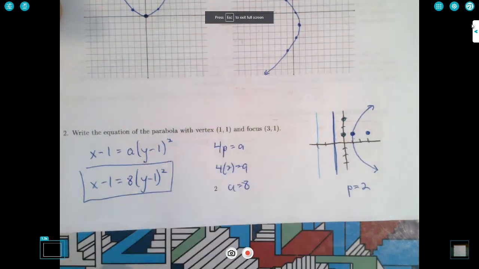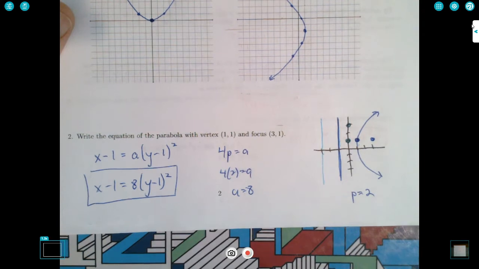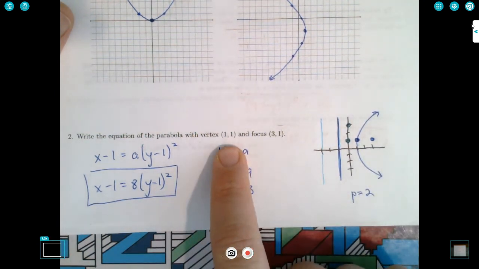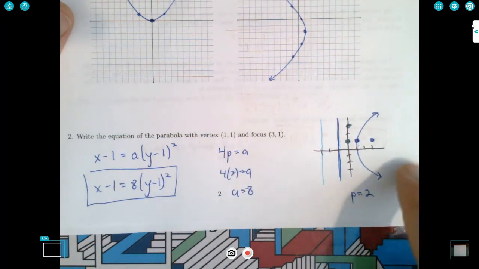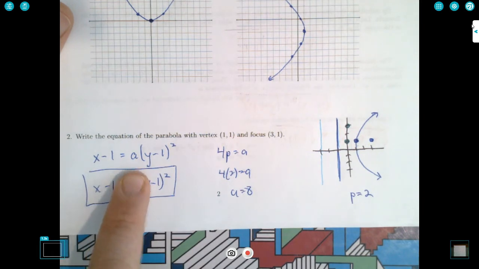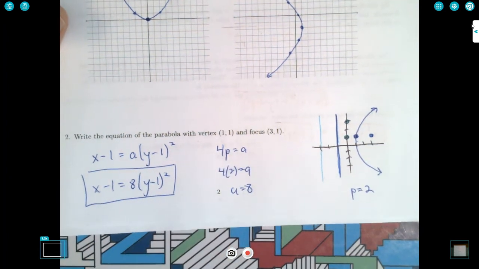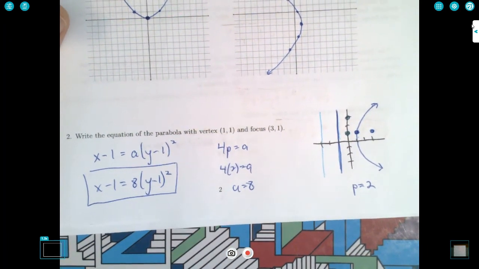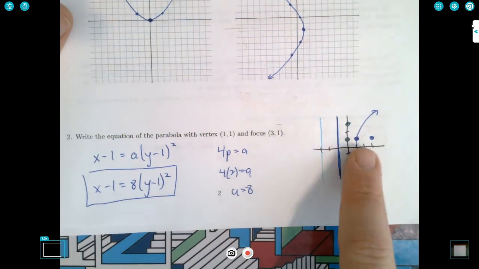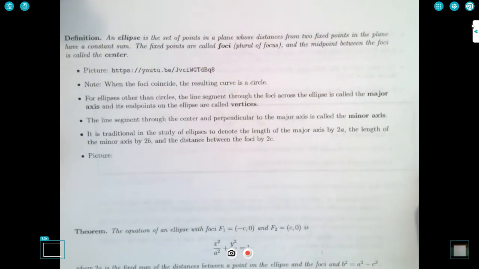Right, so I feel like I made so many mistakes going through this one. The idea is figure out what P is, use your vertex and also the graph to know what format the equation is, and then to solve for A, 4P equals A, right? Just make sure A has the correct sign. In this case, it had to be positive because the parabola was opening right. Okay, moving on. So that's parabolas.